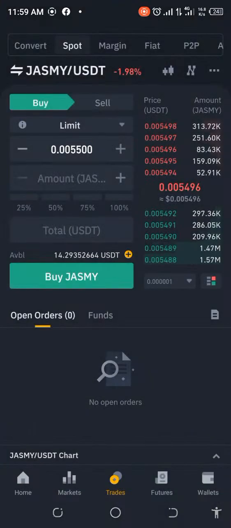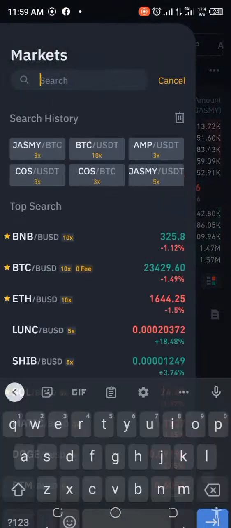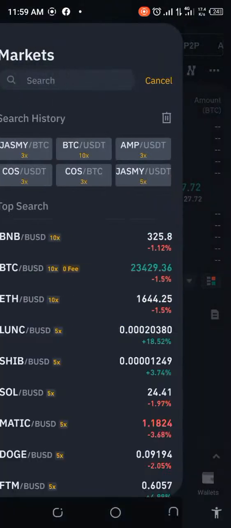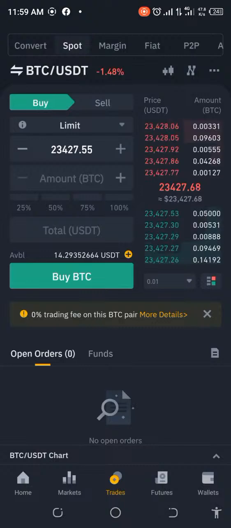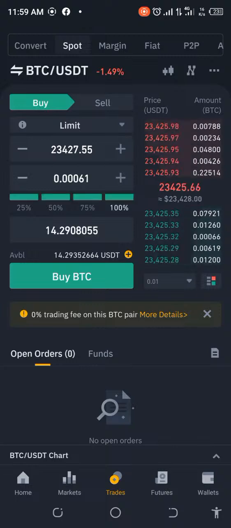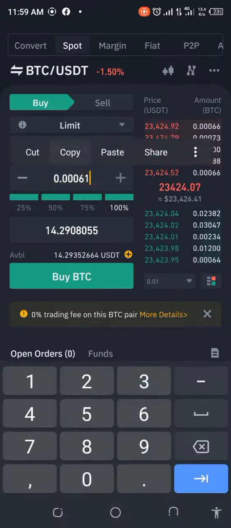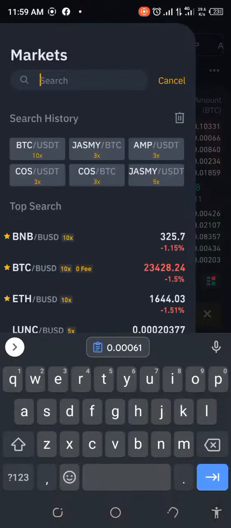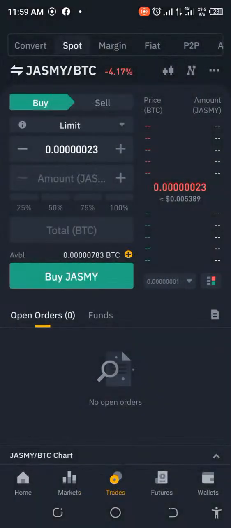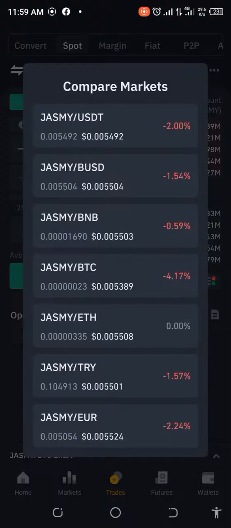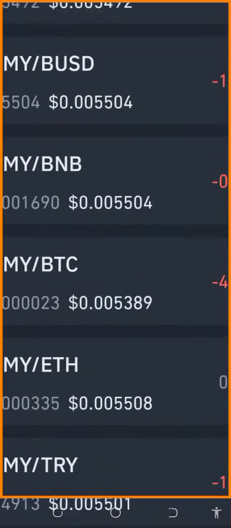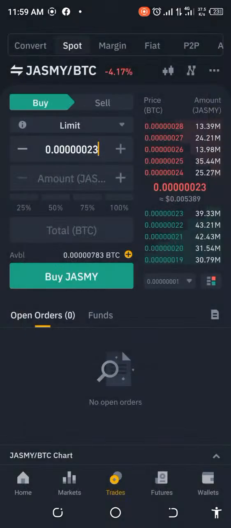First of all, I'll have to buy BTC. It's important that we simulate first, because that's going to help us know what we're doing. So I'm going to simulate this. Let's do 100%, and what we have is 0.0061. I'm going to copy that and go back to Jasmine BTC. Let's check again before we go ahead, just to be sure that everything is still intact. Nothing has changed. So we're going to click on that pair and put in the amount.